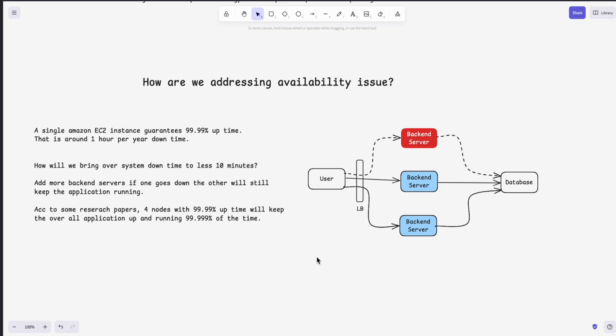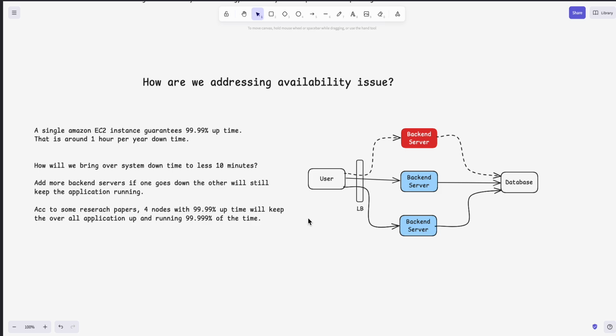Now, how do you bring that down from 1 hour to 10 minutes? Add more virtual machines, add more backend servers. If one goes down, the others will still keep the application running. According to some research papers, 4 nodes with 99.99% uptime will keep the overall application up and running 99.999% of the time. That's around 3 or 4 minutes of downtime per year, which is really great if someone can achieve that.